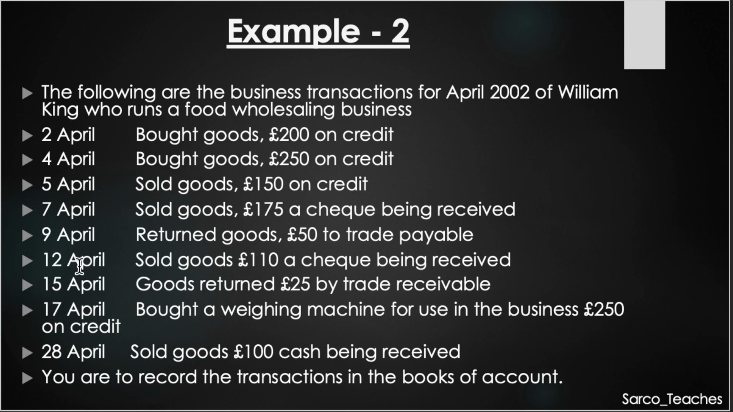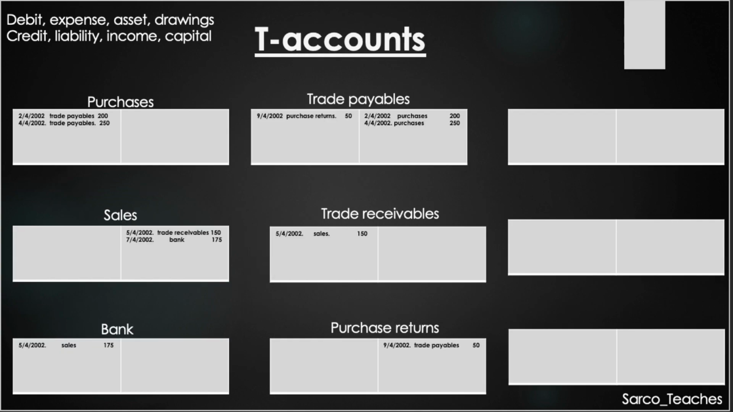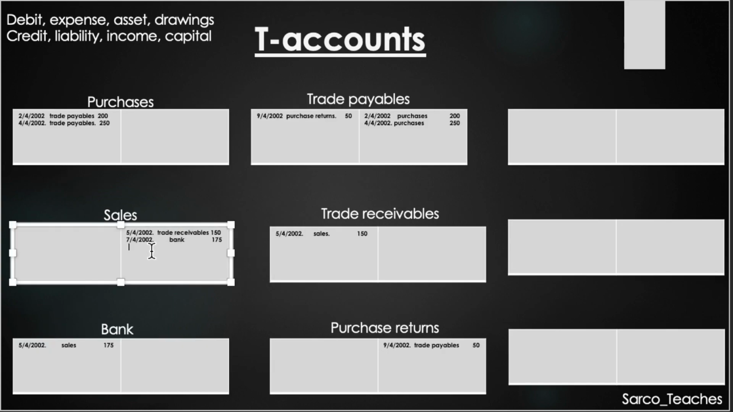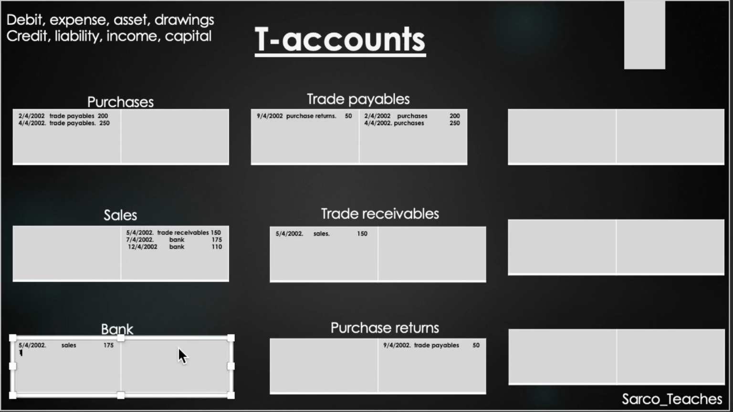12th of April, sold goods, £110, a check being received. So the two accounts that I'll be using for this are sales and bank, because we've received the money by check. So we already have a sales and bank account. So all we have to do is just put the amounts in. So for sales, it increases on the credit, so we put it on the credit side. And then for bank, it increases on the debit side, so we put it on the debit side. So the date will be the 12th of April, and the amount is £110. So we put in the credit side of sales and debit side of bank.